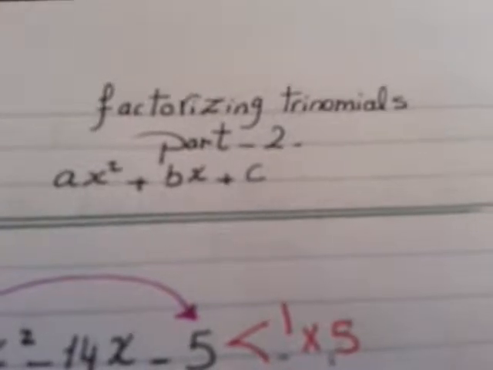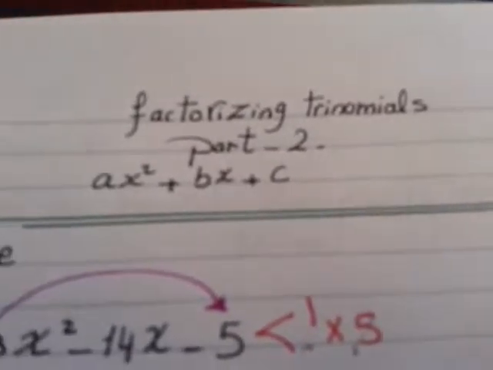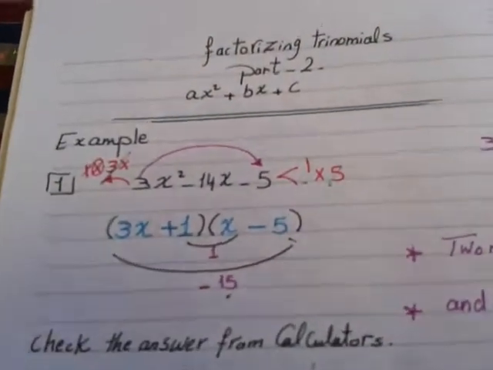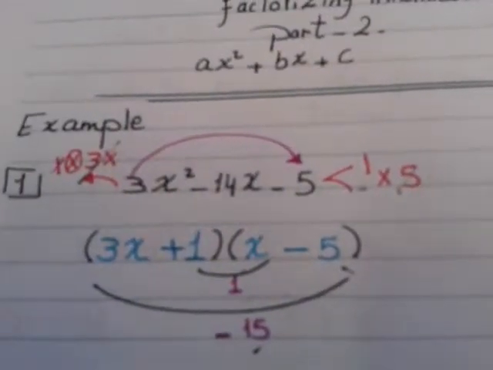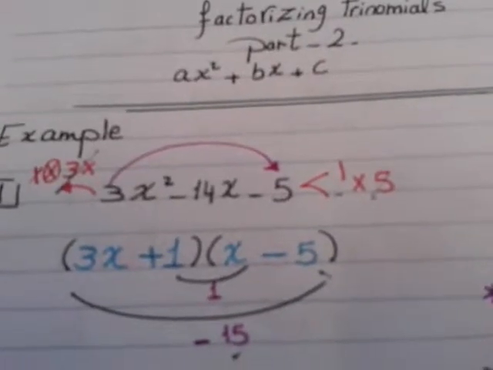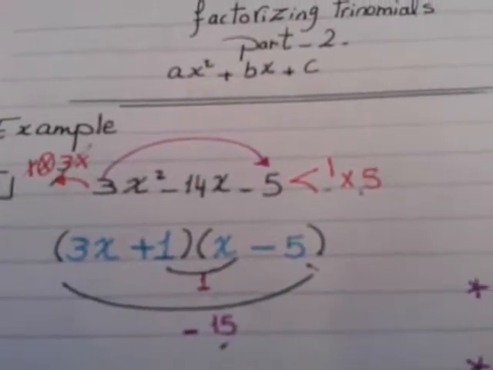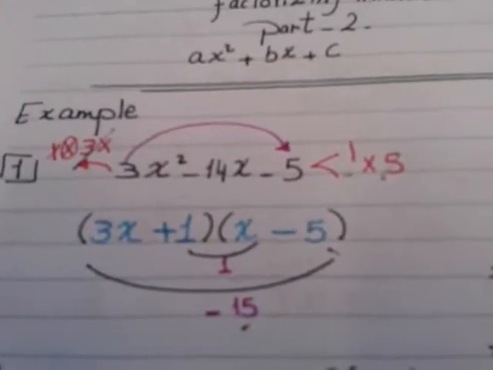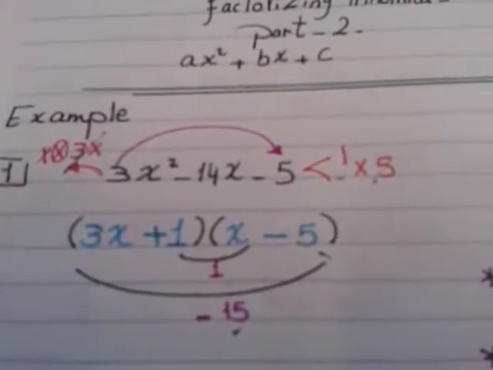Let's continue part 2 together in factorizing trinomials in the form of ax squared plus bx plus c. Today I will explain example 1, 3x squared minus 14x minus 5. Now try to solve this kind of factorization which includes a coefficient in front of x squared.